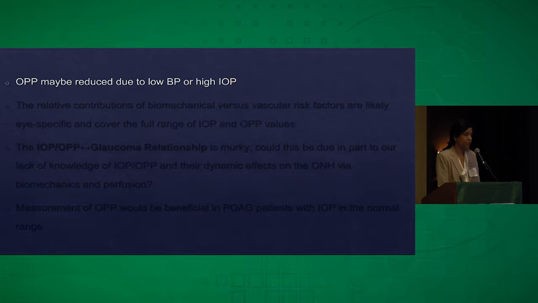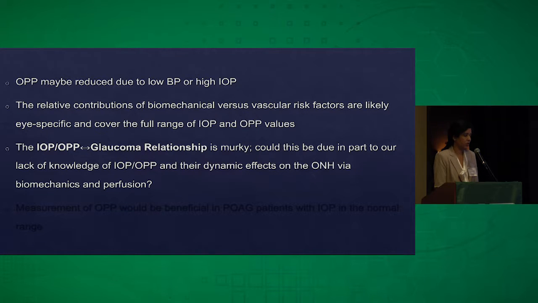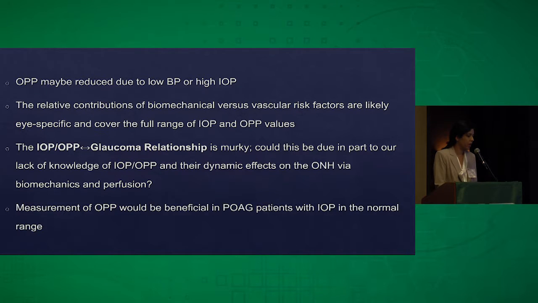OPP could technically be reduced due to either low blood pressure or high intraocular pressure. The relative contribution of the biomechanical versus the vascular risk factors are likely eye-specific, and they cover the full range of IOP and OPP values. The intraocular pressure, ocular perfusion pressure relationship, and the glaucoma relationship is murky, and this could be due in part to the lack of understanding of IOP-OPP relationship and the dynamic effects on the optic nerve head, biomechanics, and perfusion. Measurement of perfusion pressure could be beneficial in glaucoma patients with intraocular pressure in the normal range.